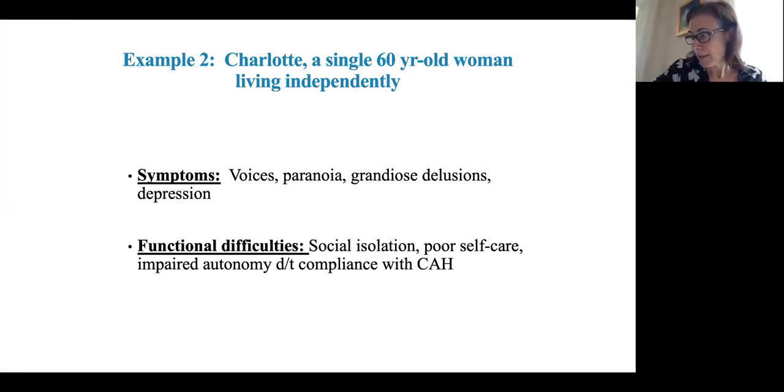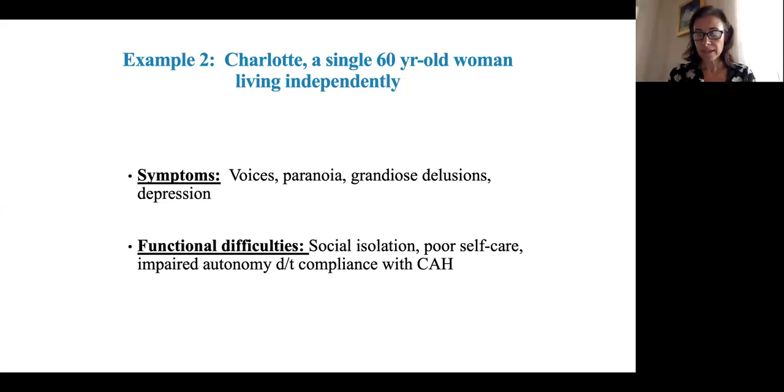And this is a case where, again, there's paranoia and voices, but the voices are very clearly the key problem for this woman. So this is Charlotte. She's 60. She lives independently in Section 8 housing in her own apartment. She has a lot of family nearby. She lives in a middle-class neighborhood. She's hearing voices very often, mostly in her apartment, but also when she's outside.